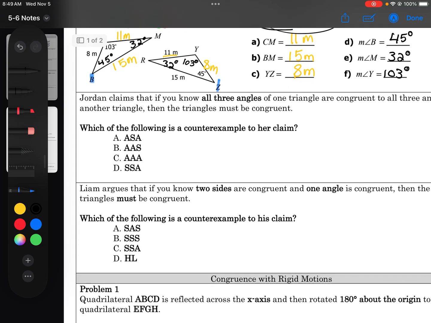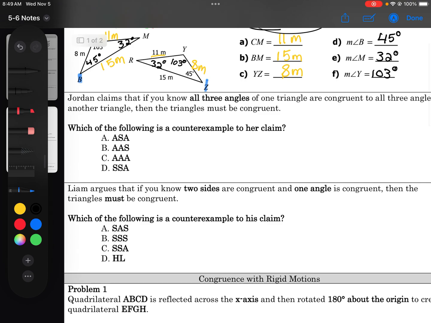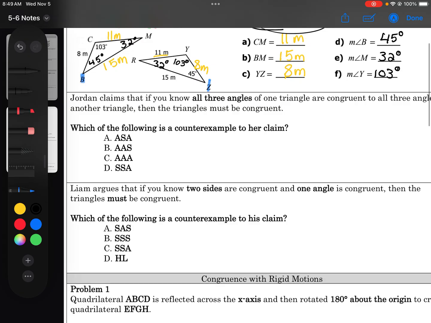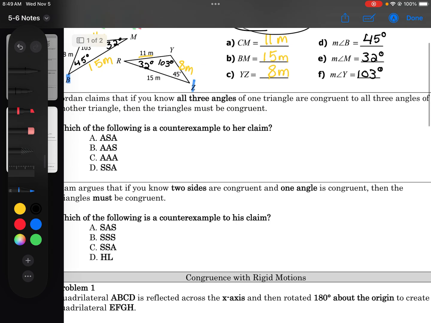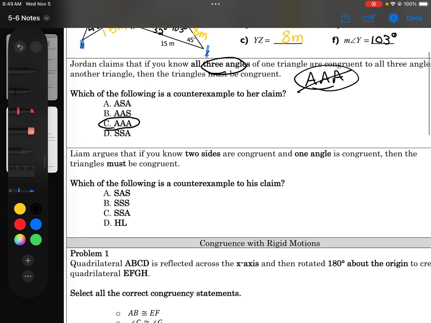So we're going to read through these couple of examples here and see if we can figure these out. Jordan claims that if you know all three angles of one triangle are congruent to all three angles of another triangle, then the triangles must be congruent. So she's saying that all three angles, which means angle, angle, angle. We know we do not have that as a triangle congruence. So this is a counter example. It proves it wrong. It's not able to be used to prove triangles are congruent.